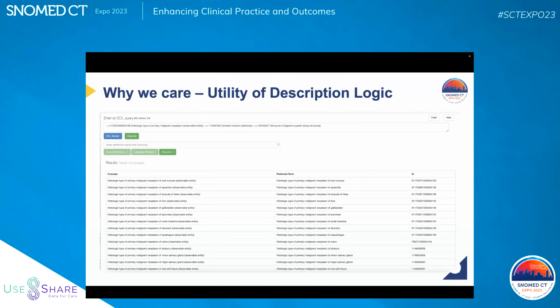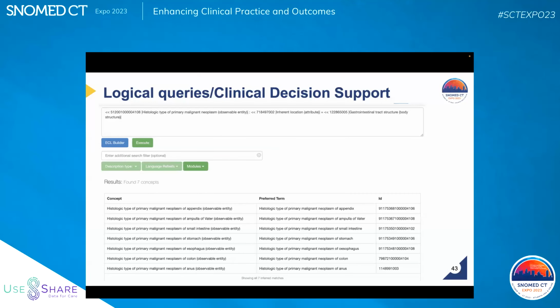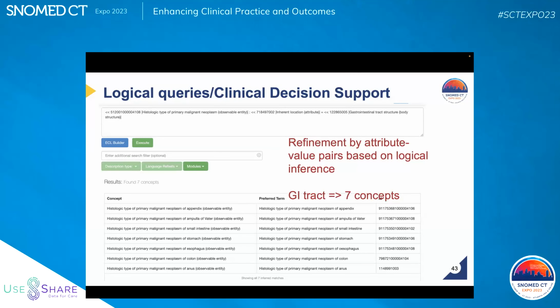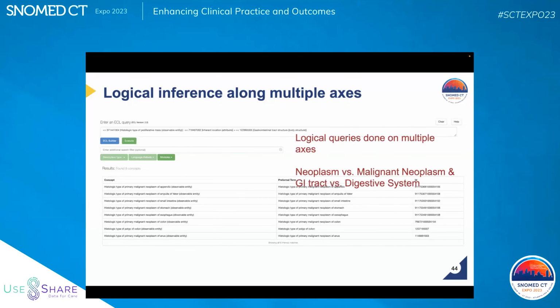Anyway, so we get a laundry list of concepts. I can refine that eventually, but this returns 19 concepts. I can refine it and say, hey, give me the gastrointestinal structure. We get a smaller number of concepts, but I still get everything in the GI system. I can start looking across multiple axes. So I can start to say, hey, not only do I want to look at the GI system, but I also want to look at malignant versus non-malignant tumors. So I can start to do all sorts of nice queries.